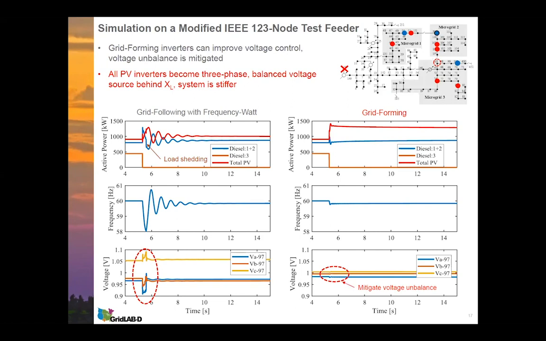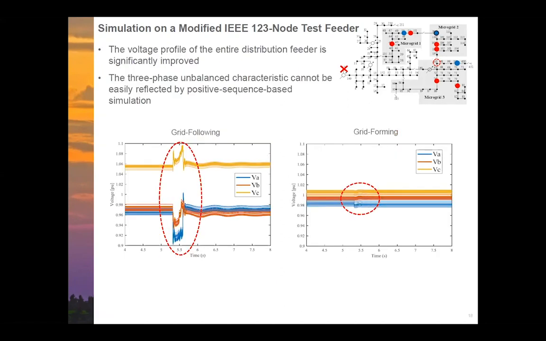So here we just show the voltage of one bus. And in these slides, we show the voltage of all the nodes in this islanded system. So we can see that the voltage of all the nodes have a similar transient behavior. That means the voltage profile of the entire distribution system is significantly improved by using this grid forming control.